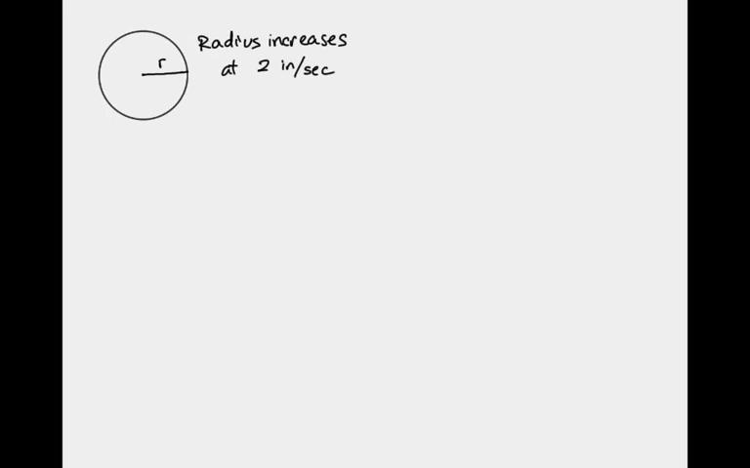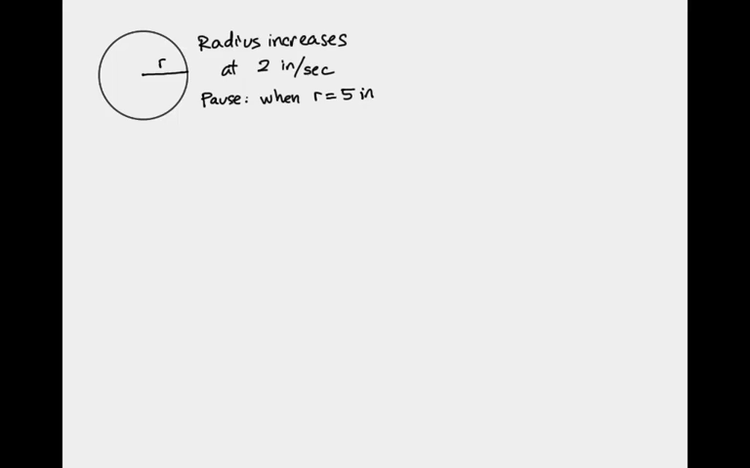Let's say that we're watching this on a video, and we hit the pause button at the exact moment when that radius is 5 inches. What we're going to see if we can figure out is how quickly the area is increasing at this moment. We have a speedometer on the radius, and it says 2 inches per second all the time.